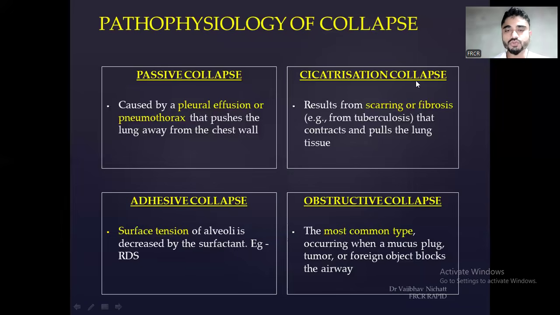Next is cicatrization collapse. So what is cicatrization collapse? As the name suggests, there is underlying fibrosis or scarring. The most common reason for fibrosis and scarring is tuberculosis, and that is the reason you see architectural distortion, collapse, and pulling up of the adjacent lung parenchyma along with the hilum. What is passive collapse? Passive collapse is caused by pleural effusion and also pneumothorax, which push the lung away from the chest wall.